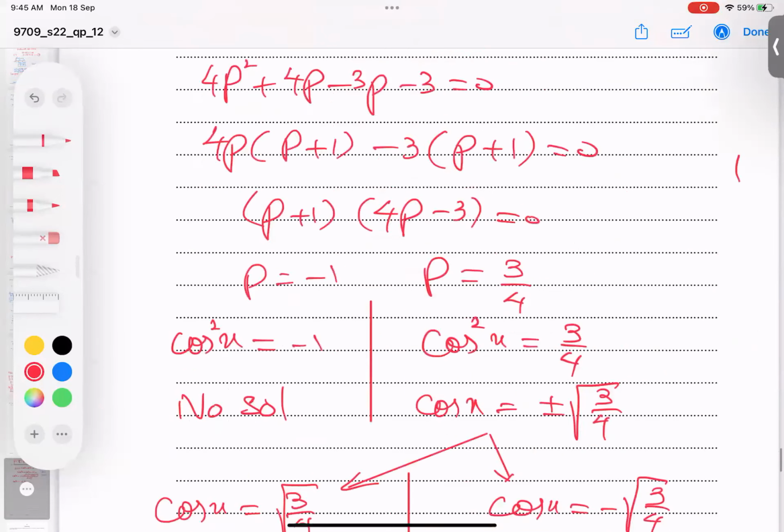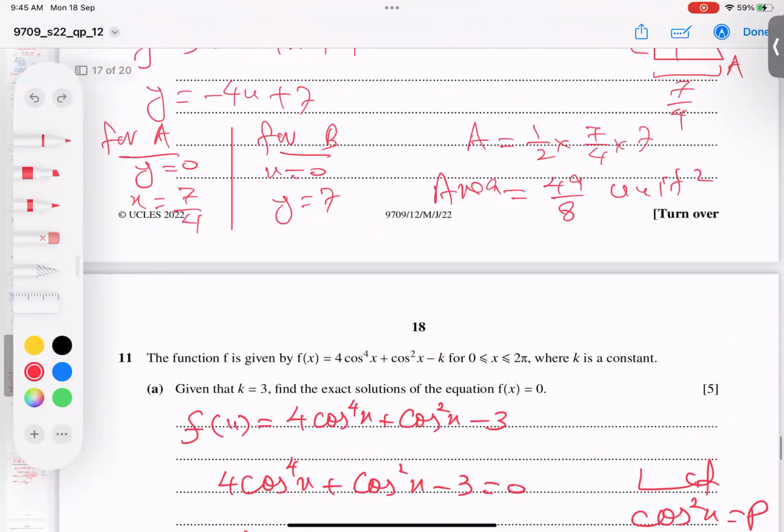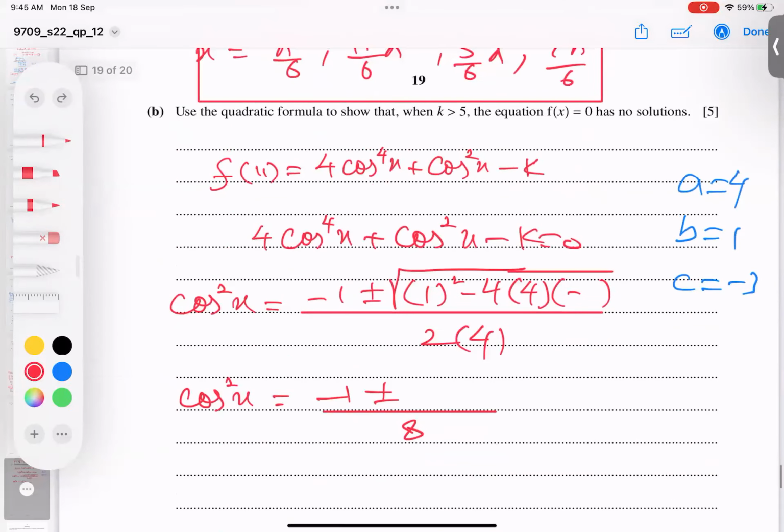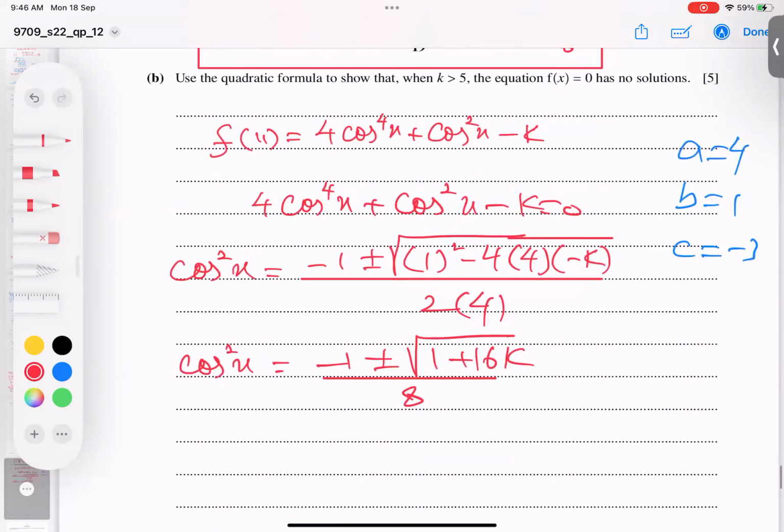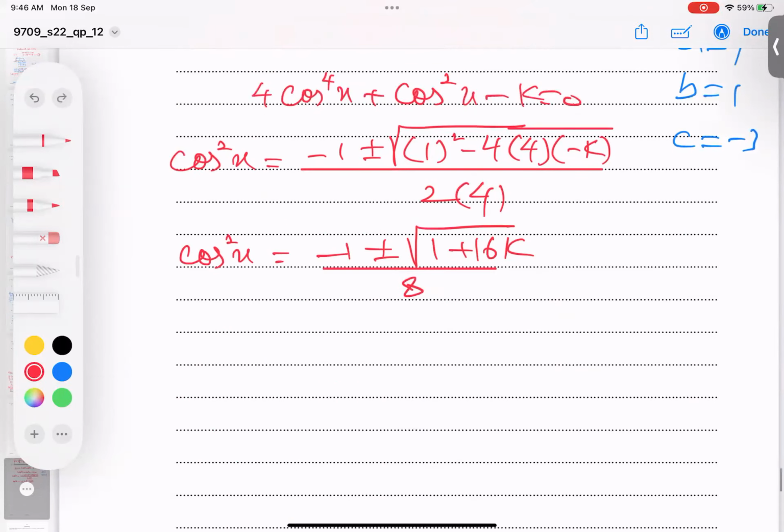How come? Look, come back. See, we have a k, so I have to keep the k as it is. So minus k. In this form, what do I get, student? Here, I get 1 plus 16k. So I stop here. Now onwards, what is the method to do it? Because we have to convince the examiner that for k bigger than 5, there's no solution. So let's start from here.